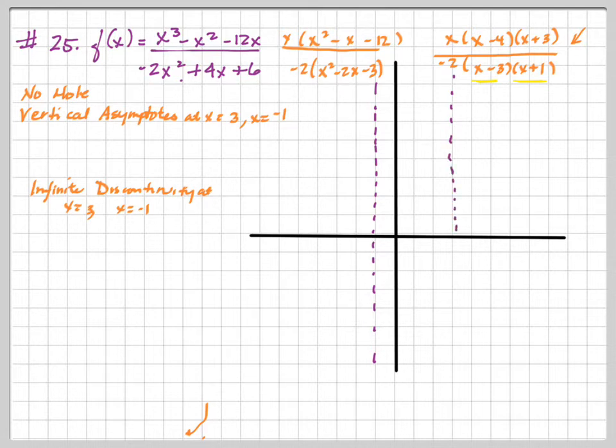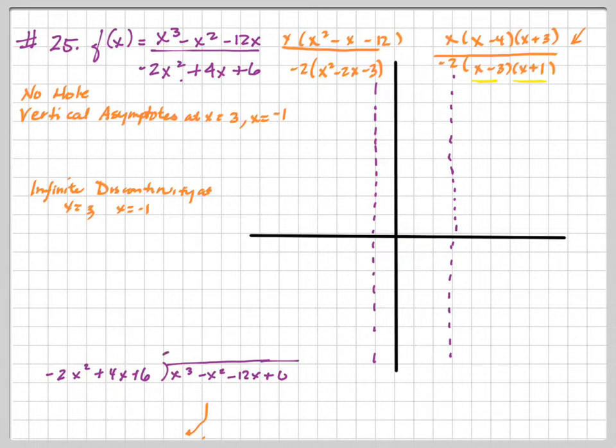Okay, that means since we have two vertical asymptotes, we're going to have a 3-piece function. Now we want to go for the horizontal, but if you notice, the degree on the top is bigger than the degree on the bottom. So that means I have a slant asymptote, so I do long division to figure out what that will be. So I'm going to do that down here. Negative 2x squared plus 4x plus 6 going into x cubed minus x squared minus 12x plus 0.